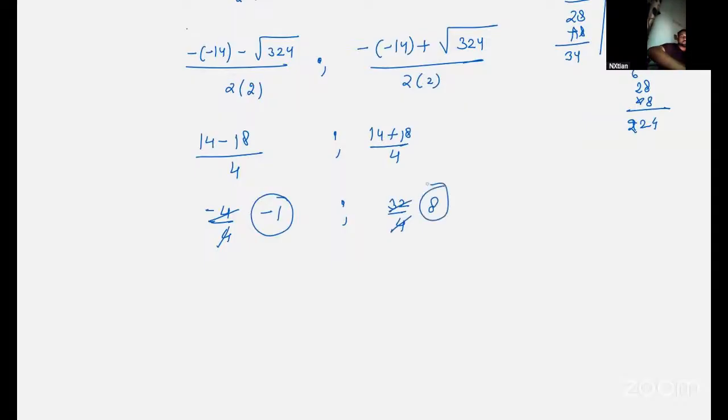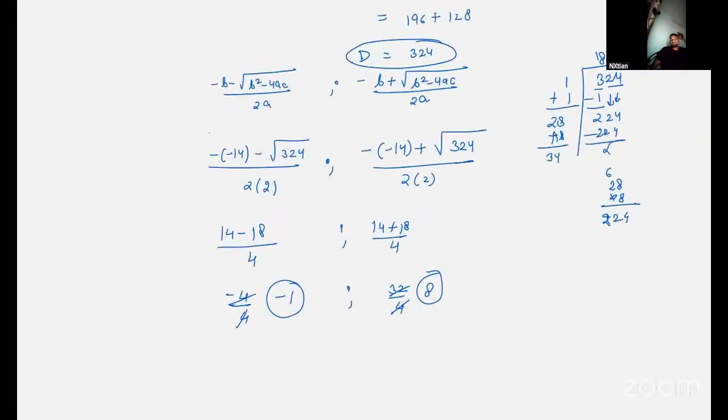So here I got two values. The first is -1, the second one is 8. Now who has a doubt? Please ask me.